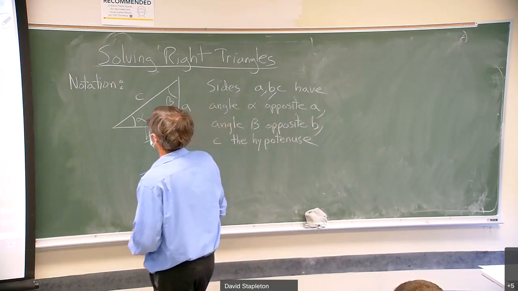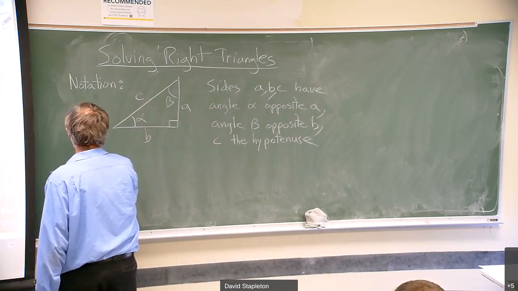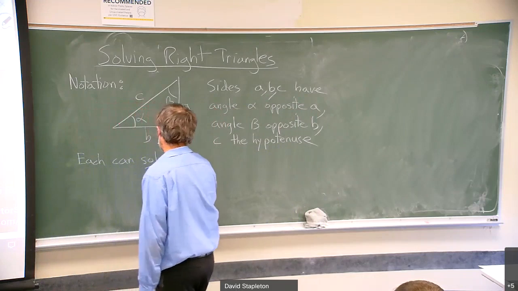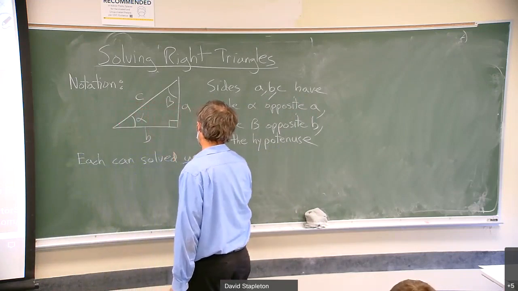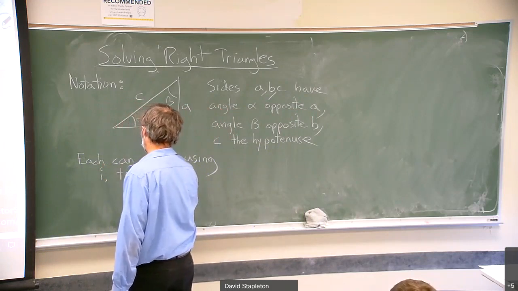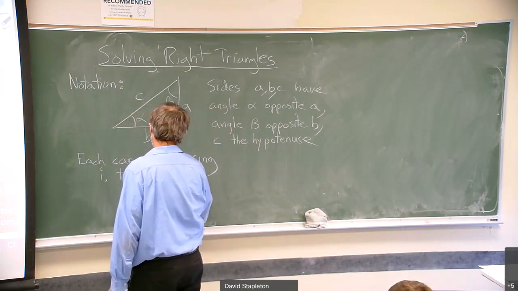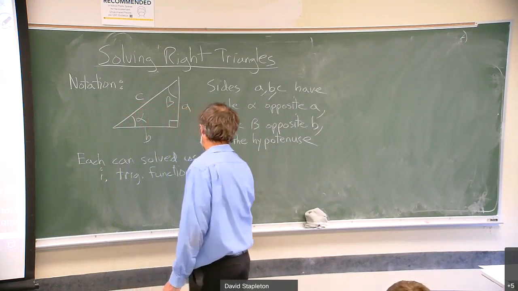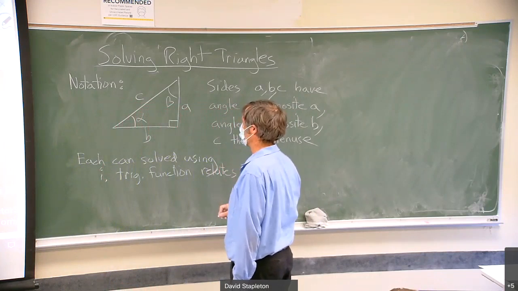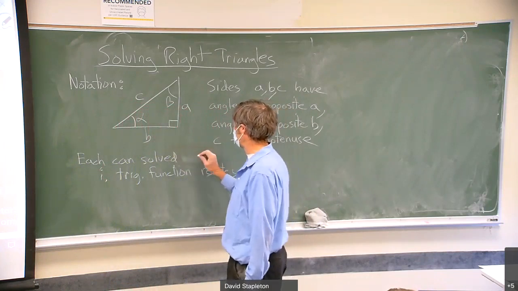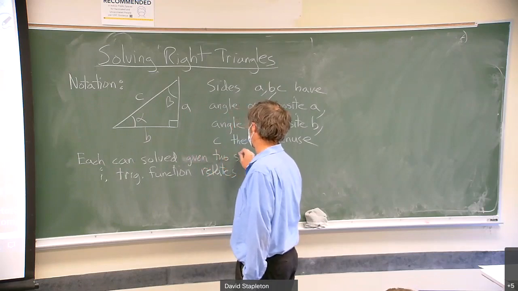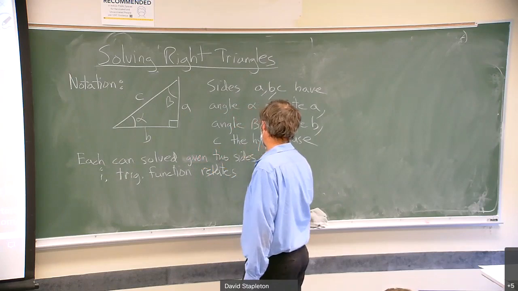And what we're going to do for these is say each of these can be solved using one of our trig functions. We're going to write a trig function that relates two given numbers. I should have said each one of these can be solved given either two sides or a side and an angle.